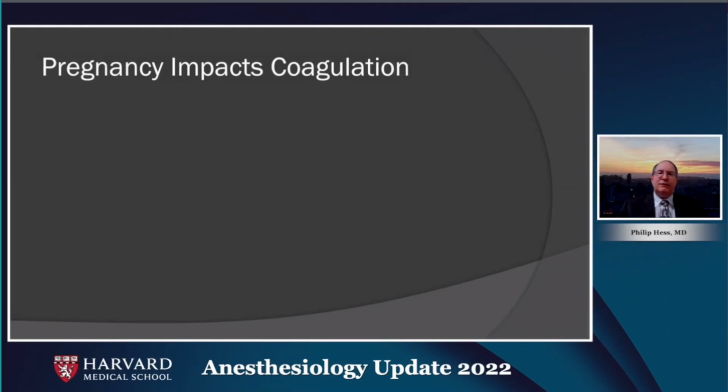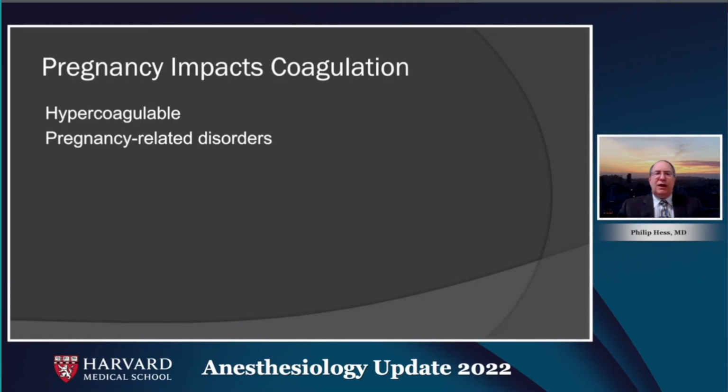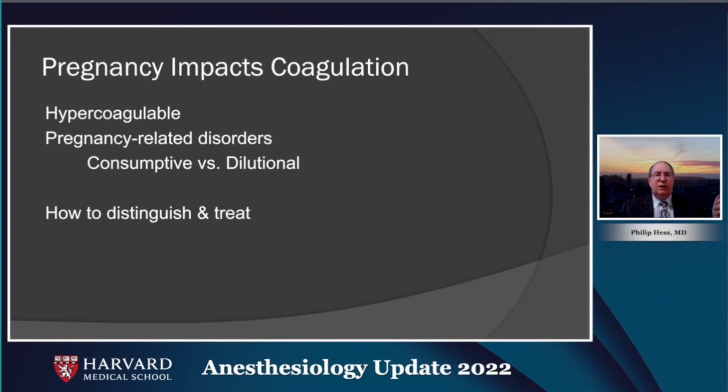So how does pregnancy impact coagulation? Well, as I pointed out earlier, we have a hypercoagulable state. We also have many pregnancy-related disorders, such as the first lady with acute fatty liver, which impact how the patient may form clot. But I think it's valuable in most of these to assess whether it is a consumptive coagulopathy or a dilutional coagulopathy, because the treatment and the goal for treatment should be slightly different for those two. Let me explain.